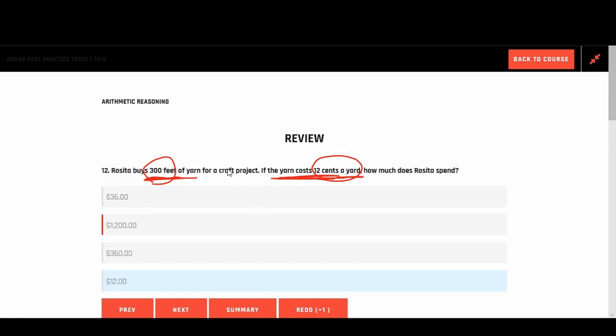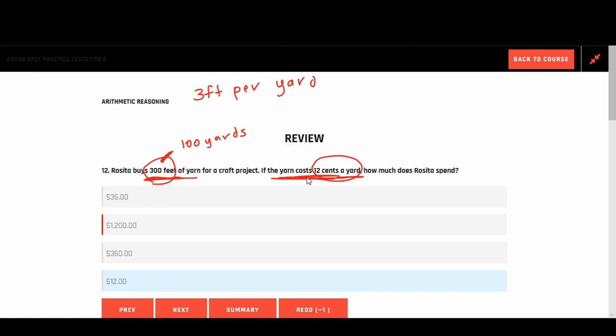I'm going to make the conversion right here. This is very easy to do. There are 3 feet per yard. So to convert feet to yards, I would do 300 divided by 3, which would be 100. So 300 feet is the same as 100 yards.